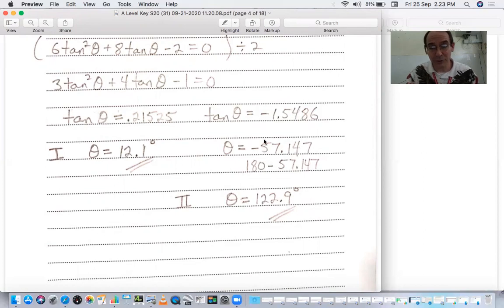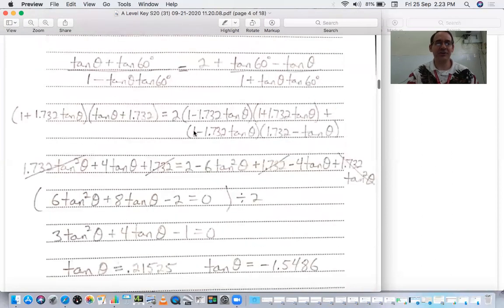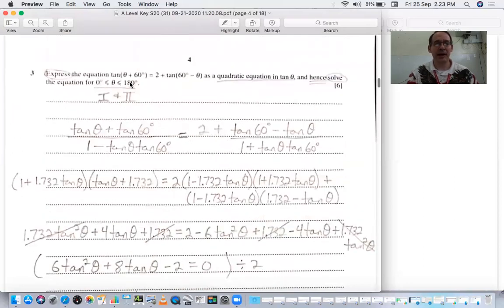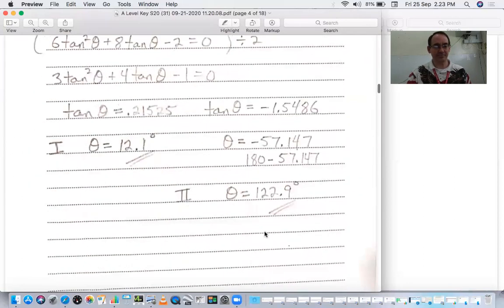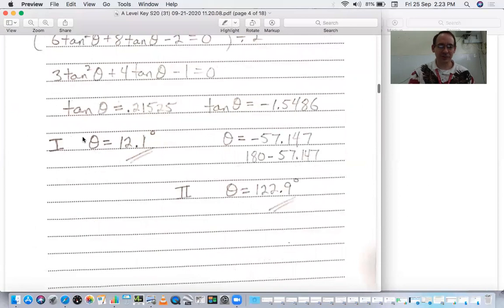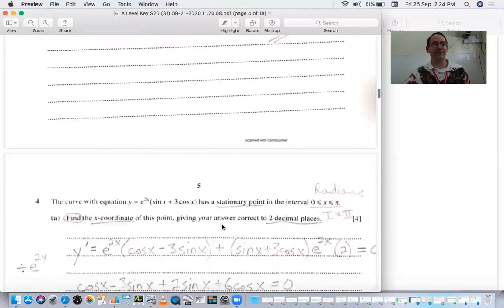So we want to move that 57 into the second quadrant. So we do 180 minus 57.147, and we get 122.9. So that is our second quadrant answer that is in the positive theta direction. And then, of course, our first quadrant answer was the 12.1.